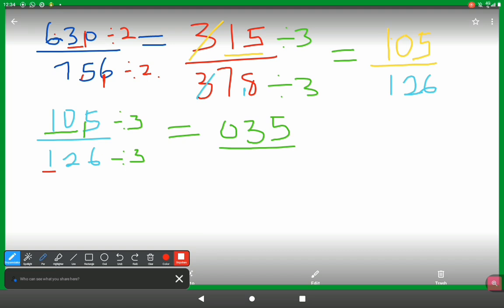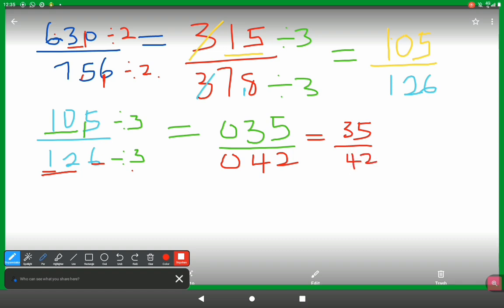1 cannot be divided by 3, so I'll put a 0 down. Then I'll make 1 and 2 to become 12. 12 divided by 3 is 4. There's no remainder. So I'll move on to the next digit, 6. 6 divided by 3 is 2. Now, I'm having 35 over 42.